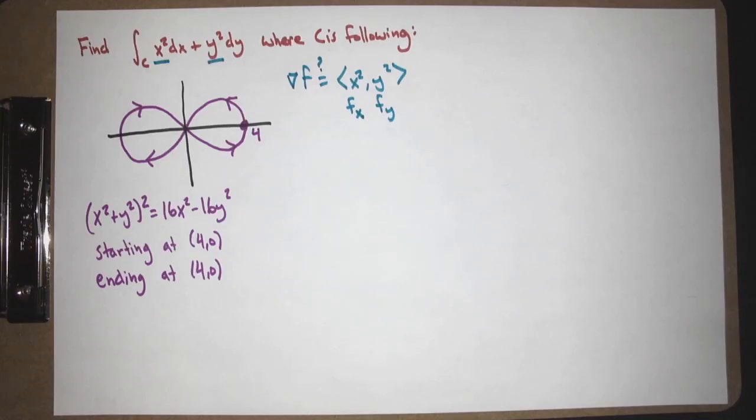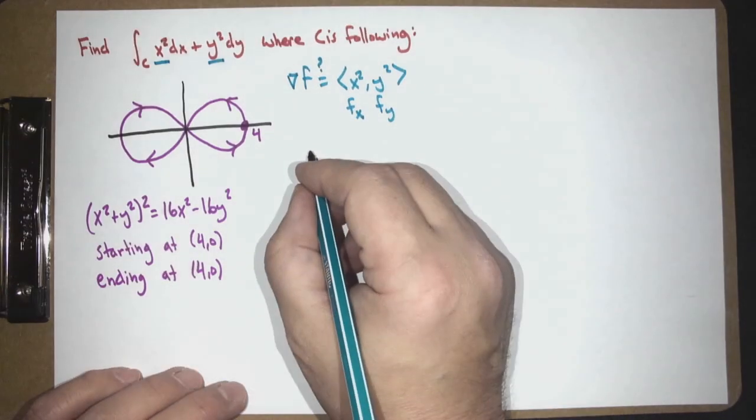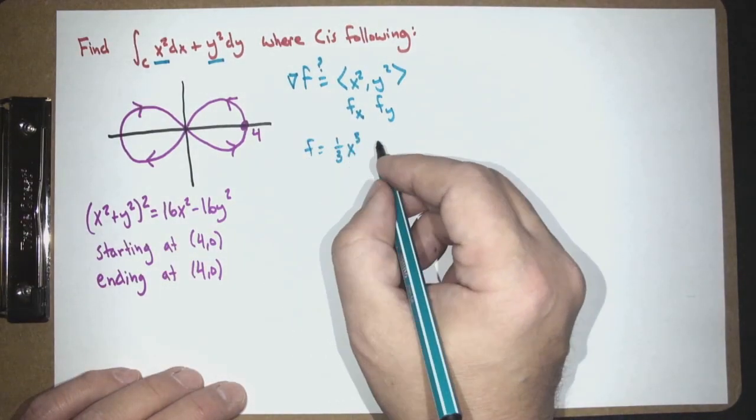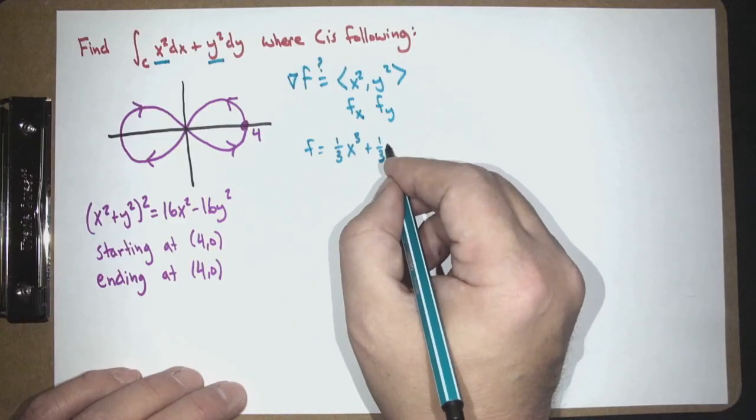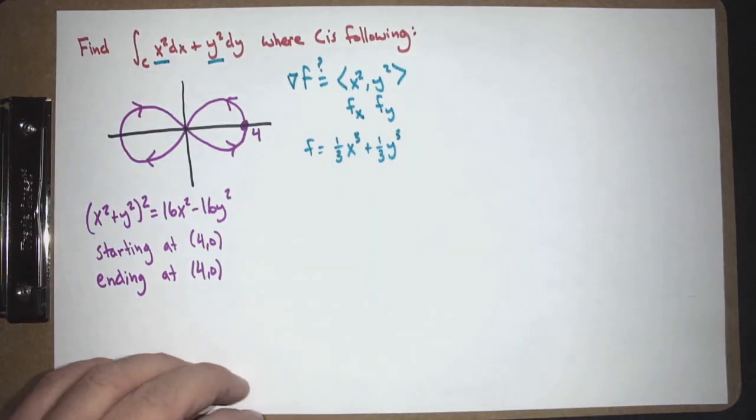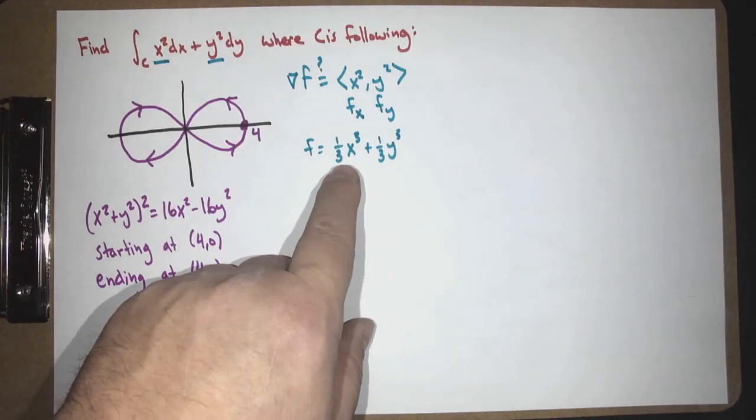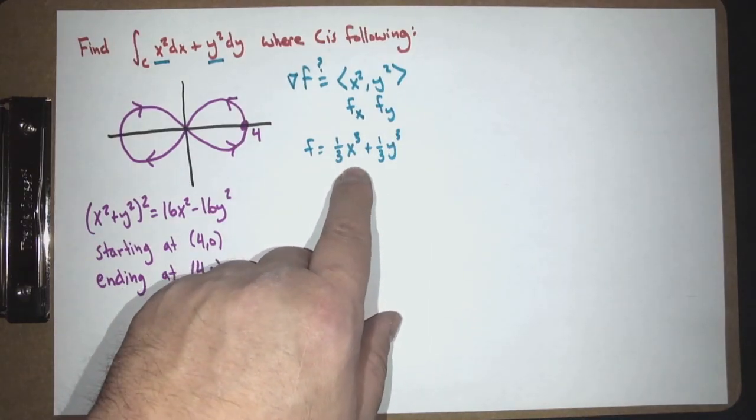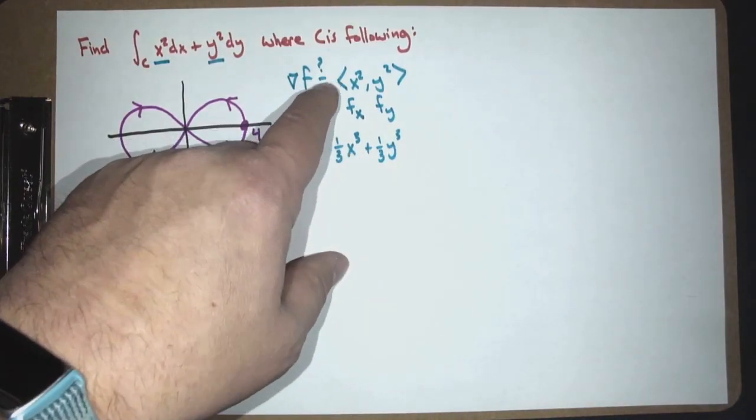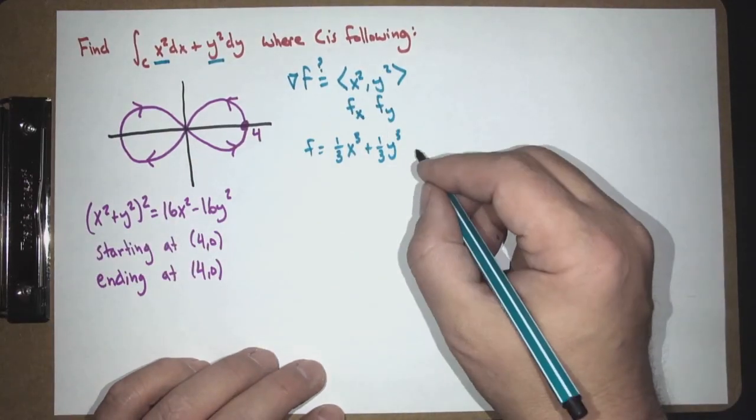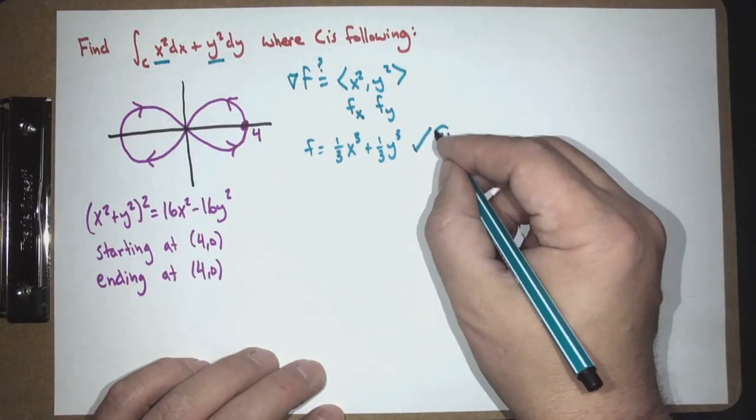1/3 x to the third. 1/3 y cubed. 1/3 x cubed, or to the third power. 1/3 y cubed to the third. Does that work? Well, just test, right? Take the derivative with respect to x, we get x squared. Take the derivative with respect to y, we get y squared. So yes, woohoo! Now, this is great.